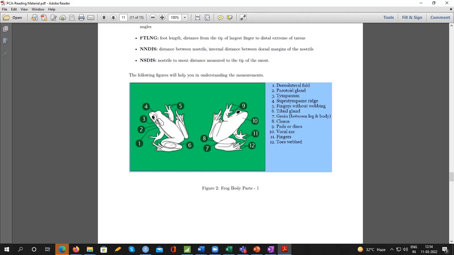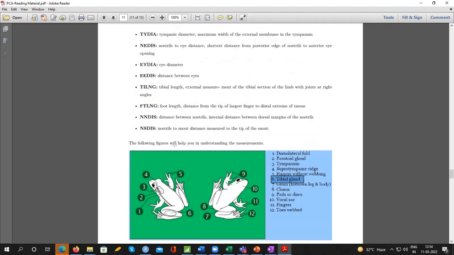Okay, so here anyway I have given the diagram. So sixth is tibial gland, so tibia is somewhere here, that should give you some hint. Okay, tibia is somewhere here. So tibial length is external measurement of the tibial section of the limb with joints at right angles. Okay, so you measure this particular length.